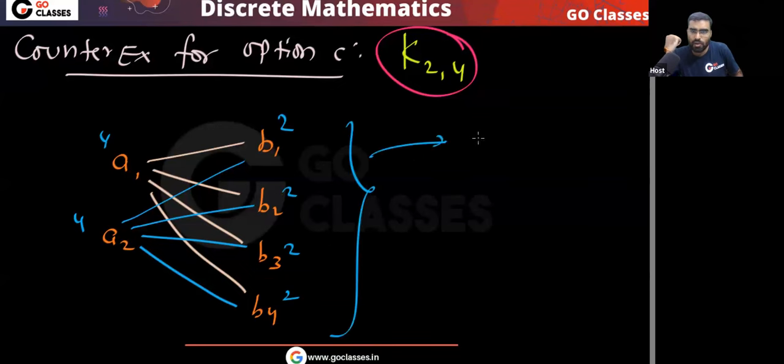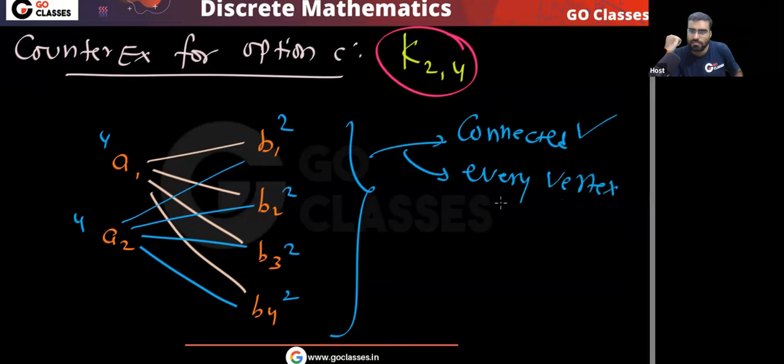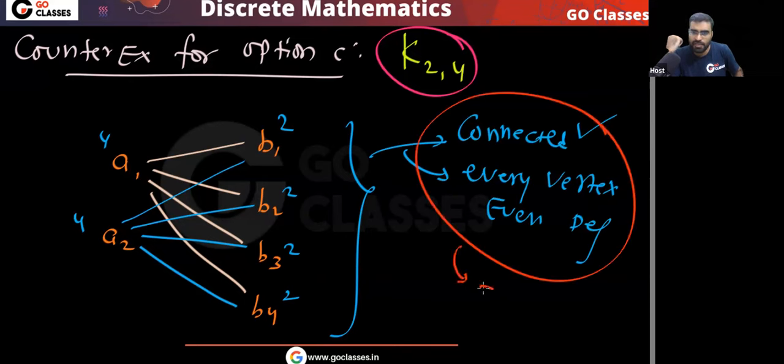This is connected also. You can notice, every vertex has even degree. So what can I say from these two? I can say that yes, there is an Euler cycle. An Euler circuit exists.